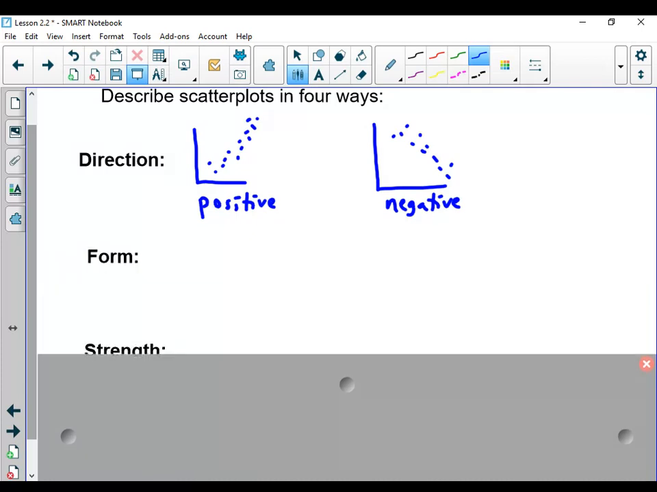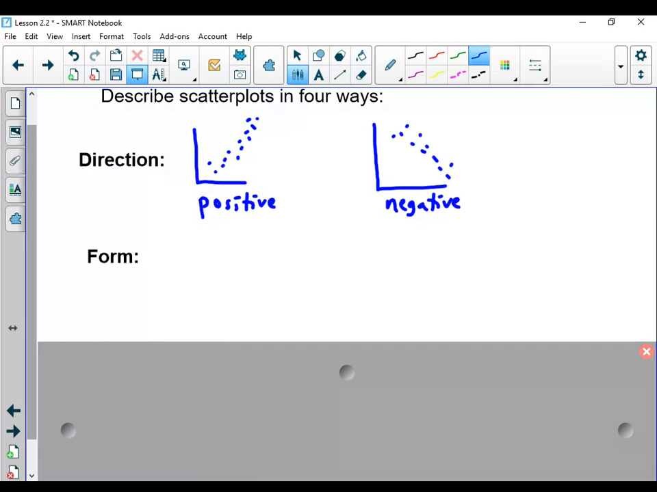The second thing that we'll look at is what's called the form of the scatter plot. One of the forms that the scatter plot could be in is that my values, or my dots, essentially form a line, or we have a linear situation.